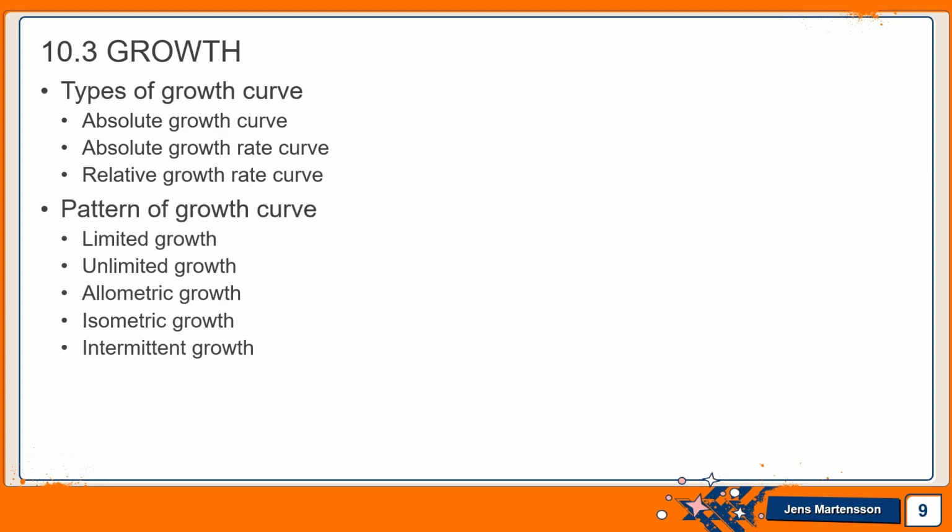Another is the pattern of growth curve. You have to differentiate between these two. Type of growth curve and pattern of growth curve are totally different. You cannot misunderstand this. So for pattern of growth curve we have 5 types: limited growth, unlimited growth, allometric growth, isometric growth, and intermittent growth. I think intermittent growth you have learned, and limited and unlimited growth.